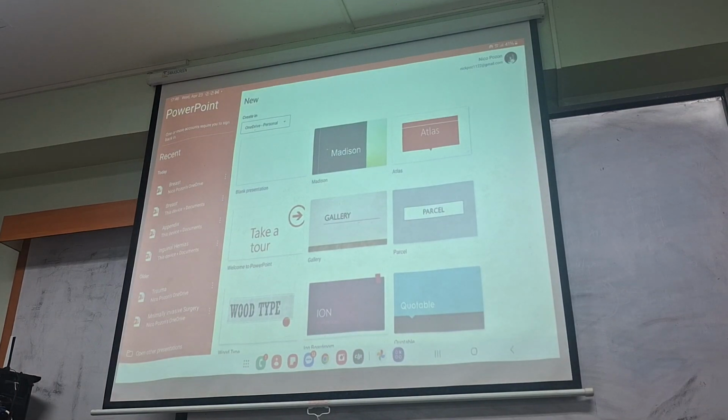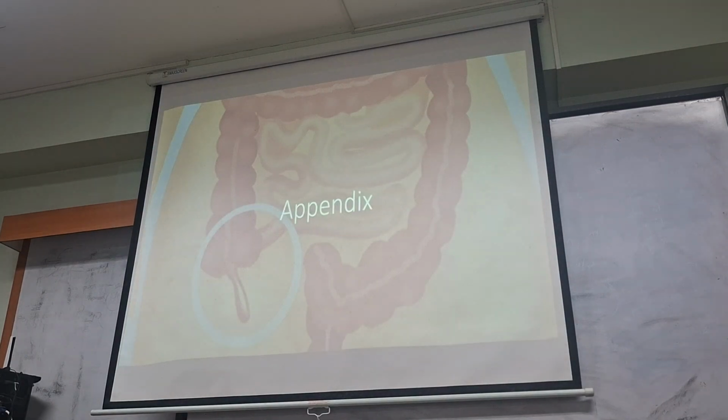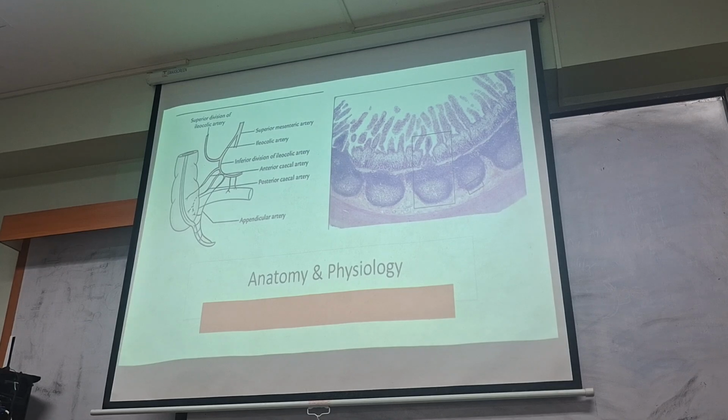So let's go to the appendix. Okay, so there are only two things about the appendix, right? Appendicitis and tumors. So it is part of the normal mucosal associated lymphoid tissue, or MALT. There's an abundance of Peyer's patches in the appendix.